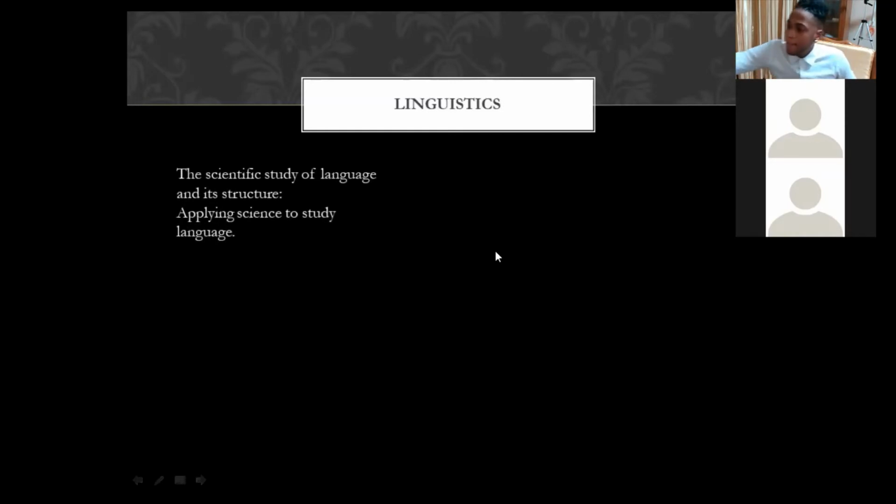But for our purposes here, this is how we're going to define linguistics. This is the definition that we are going to use in this module: linguistics, the scientific study of language and its structure. That's when we're using science to study and understand language. This is almost like a universal definition of what linguistics is. It's the kind of definition that you're going to find in most dictionaries, the most general definition.